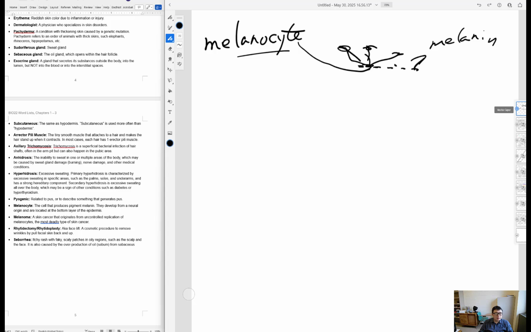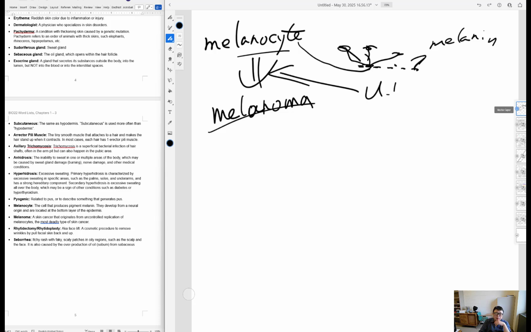And melanocytes can also keep producing, replicate, and lose control, and become melanoma. I think I mentioned it's the most deadly, but double check. I'm not sure it's the most deadly, but it's definitely a popular skin cancer. What can cause melanoma? UV light. So this is one of the cancers we can actually prevent with sunscreen.